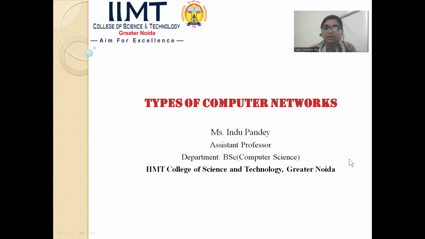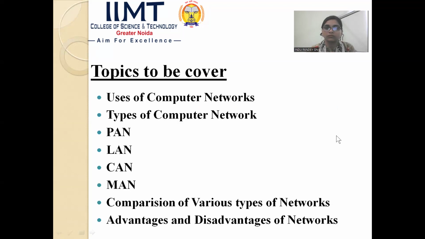Today we will discuss one of the very important topics of computer networks, that is types of computer networks. In this lecture, we will cover topics like uses of computer networks, types of computer networks like PAN, LAN, CAN, MAN, comparison between various computer networks, and advantages and disadvantages of various networks used in our day-to-day life. So let's start.